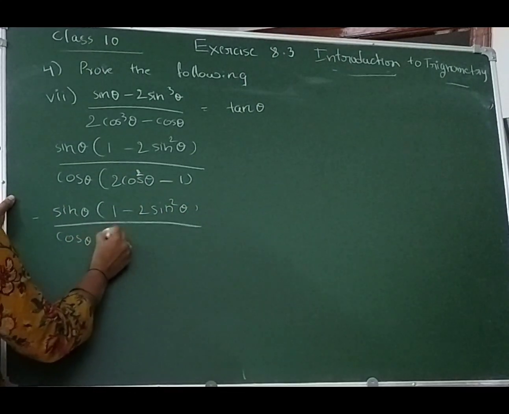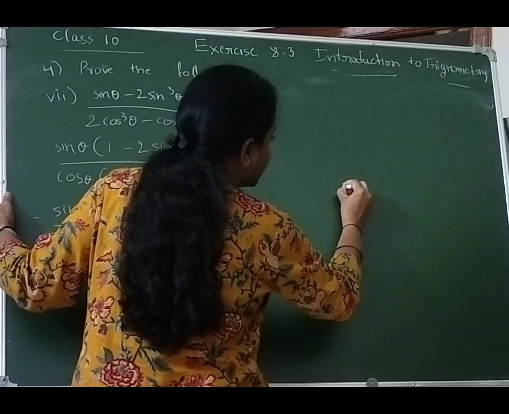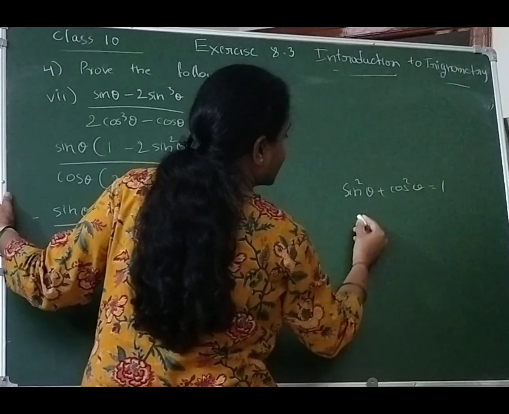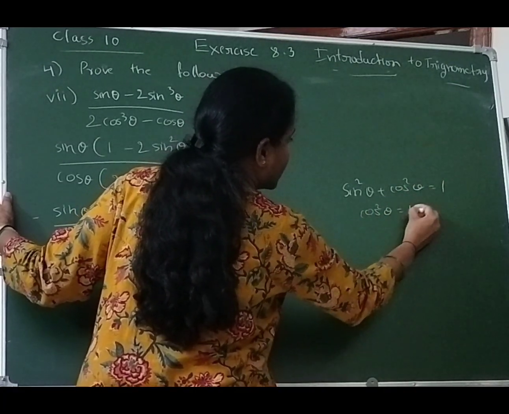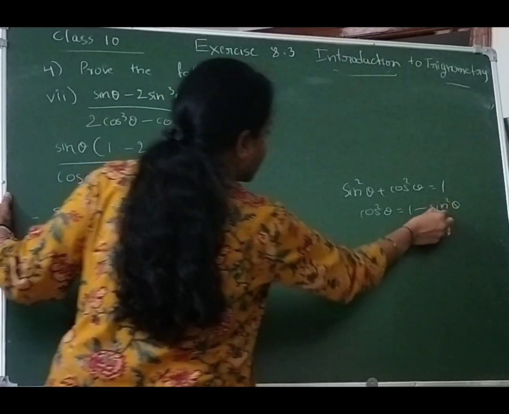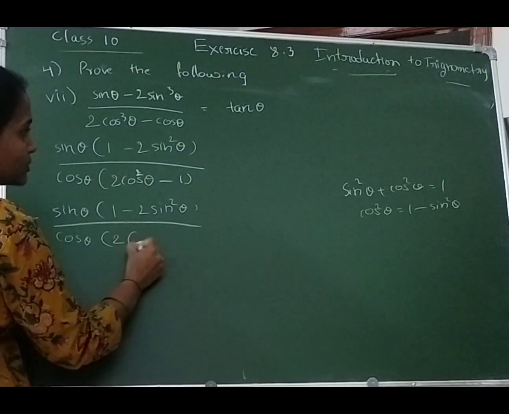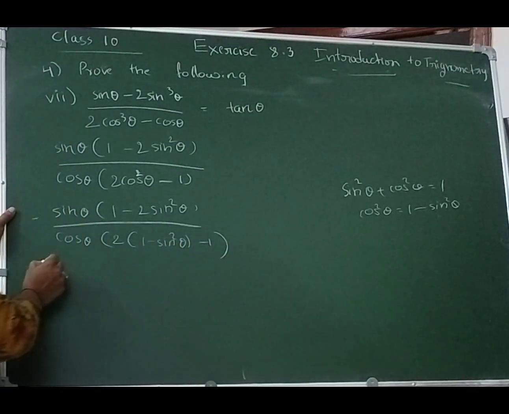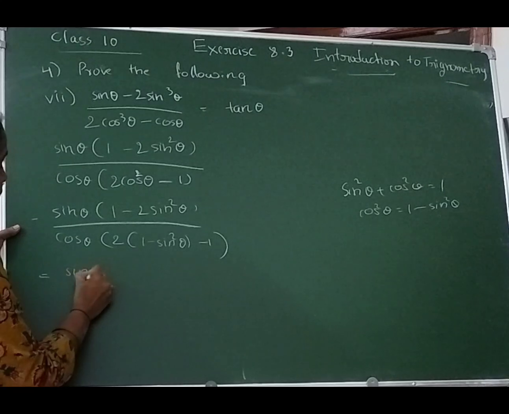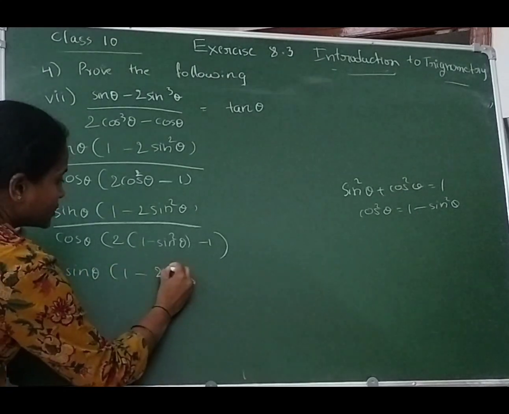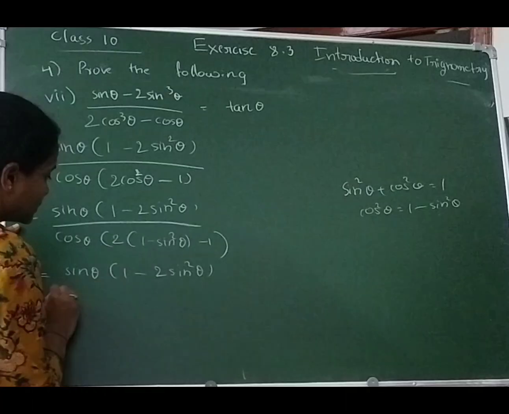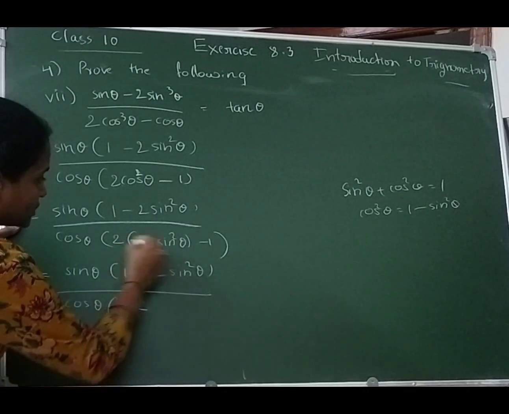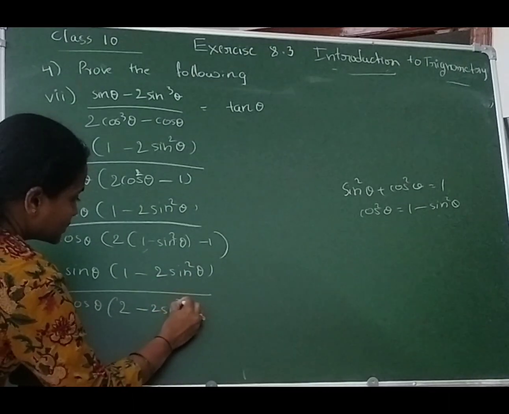cos theta into, we know the relation between sin square and cos square, that is sin square theta plus cos square theta is equal to 1. From this we'll get cos square theta as 1 minus sin square theta and we'll substitute that in the denominator. So it will become 2 into (1 minus sin square theta) minus 1. So in the next step, we'll open the bracket. So numerator will be as it is, sin theta into (1 minus 2 sin square theta), divided by cos theta into (2 into 1 is 2 and 2 into sin square theta is 2 sin square theta, and whole minus 1.